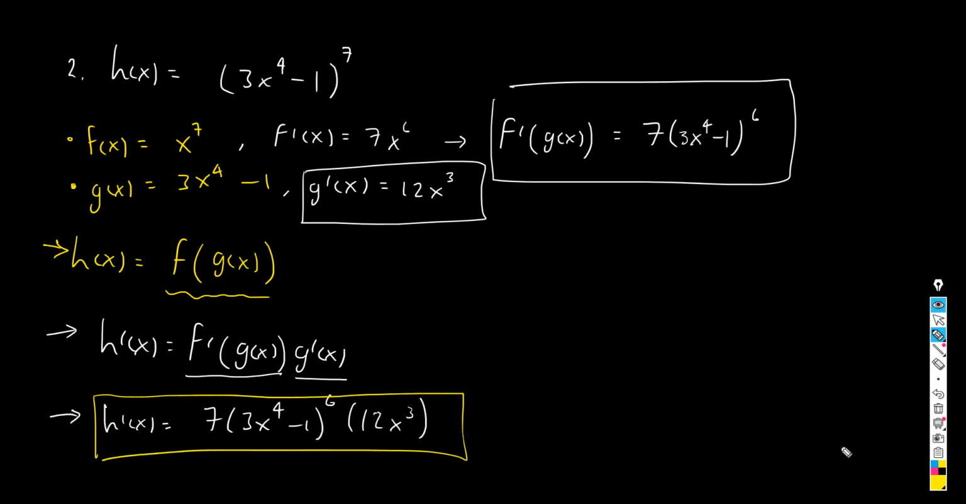Okay, now compare this result to a poorly applied formula. People are going to say, well, h prime of x is going to be simply, we drop down the exponent 7, we write the same binomial 3x to the 4 minus 1, and then we subtract 1 from the exponent. If you try to do this, that would be incorrect, because compare this to this.